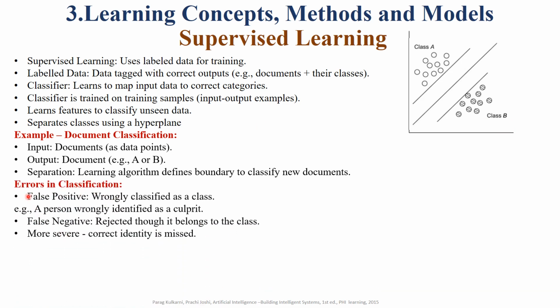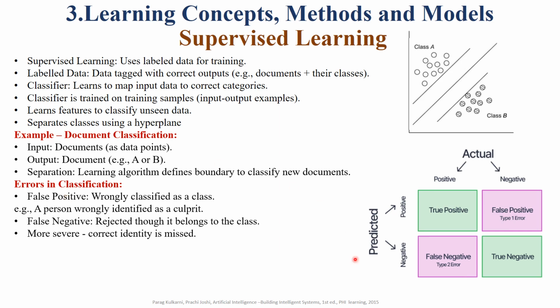When the classification is done, there will be some errors. As you could see in the confusion matrix here, if the actual label is positive and the machine also predicted positive, it is a true positive. If the actual classification is negative and the prediction is also negative, it is a true negative. And we have type 1 and type 2 errors.